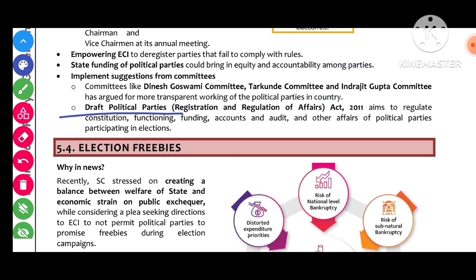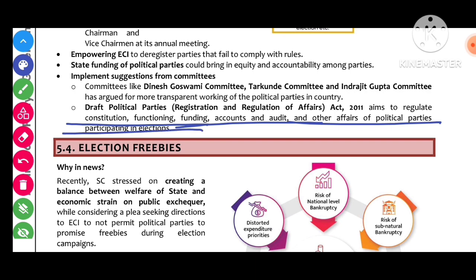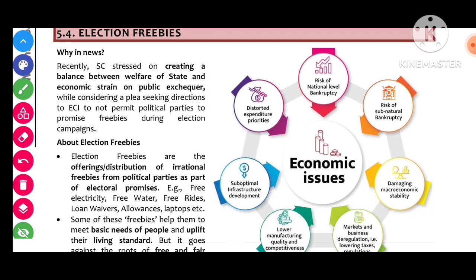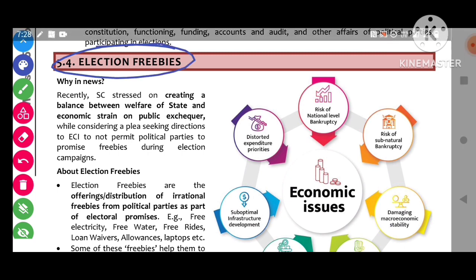Okay, and the draft Political Parties Registration and Regulation of Affairs Act 2011 aims to regulate the constitution, functioning, funding, accounts and audit and other affairs of political parties participating in elections. So remember this.